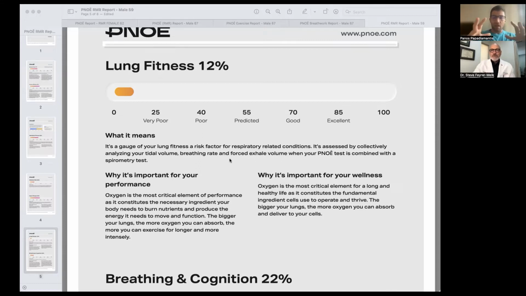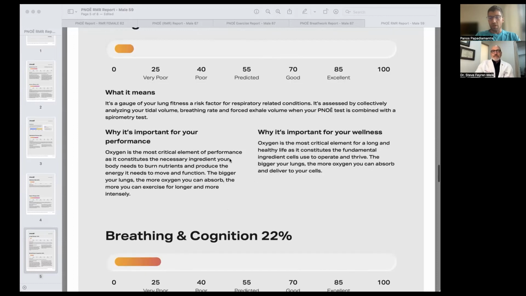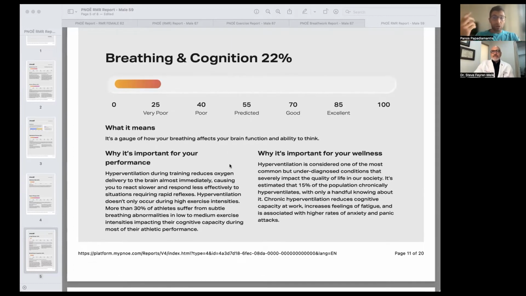That basically means that you may have the available volume there, but for a variety of reasons, which may have to do with mobility, which have to do with neuromuscular activation, etc., you may not be using this volume. And then another very important one is the one that's mentioned right at the bottom of the screen right now. If you can scroll down a little bit, it has to do with breathing and cognition, how your breathing impacts your ability to think via blood oxygenation.